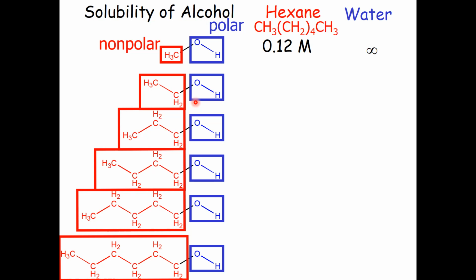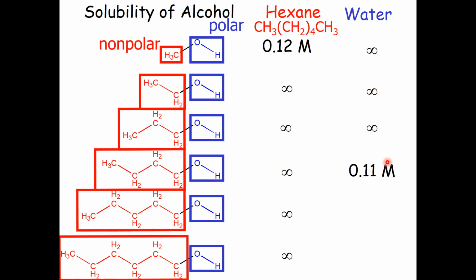Now let's look at ethanol. We're increasing the nonpolar amount. Ethanol is infinitely soluble in water, but also infinitely soluble in hexane. Ethanol can live in both worlds. So can propanol, equally soluble in polar or nonpolar solvents. Once we get to 4 carbons, things change. Any one of these materials is infinitely soluble in hexane, but the solubility in water decreases.